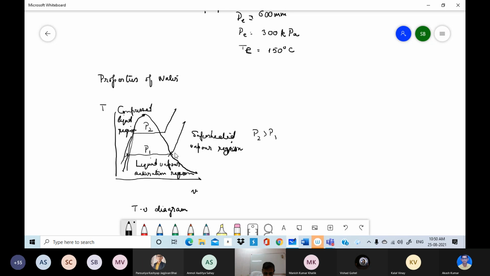Now, this sort of a transition will not be observed beyond a certain pressure. So if your pressure is higher than a certain critical value, in that case, the transition will be gradual. You will not see a sharp change in density. So that separation of liquid and vapor will not be seen. Its properties will change continuously. So the critical point, so this is called the critical point.